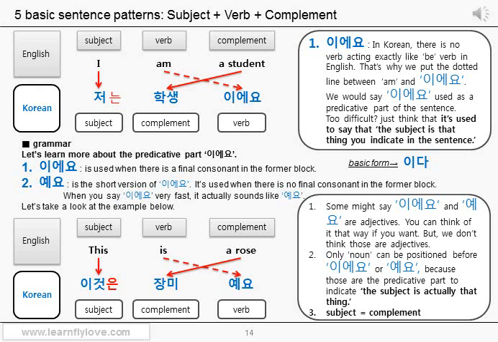Let's take a look at the grammar part in the middle of the page. Actually, there are two. 이에요 is used when there is a final consonant in the formal block. 예요 is the short version of 이에요. It is used when there is no final consonant in the formal block. When you say 이에요 very fast, it actually sounds like 예요. 예요, 예요, 예요. So when you speak, you may not have to distinguish them because it sounds almost the same in reality. But when you write them, you should distinguish them.